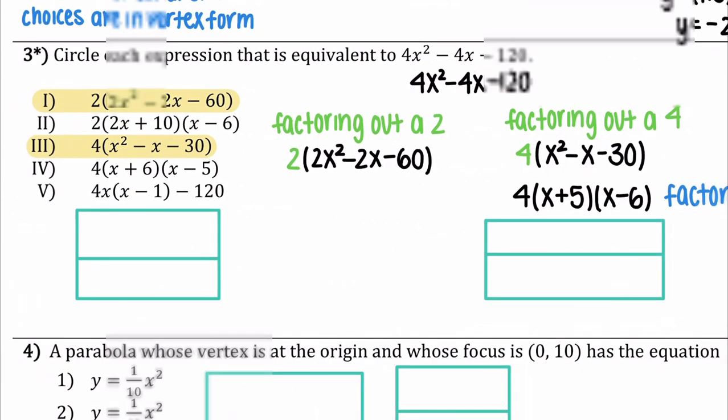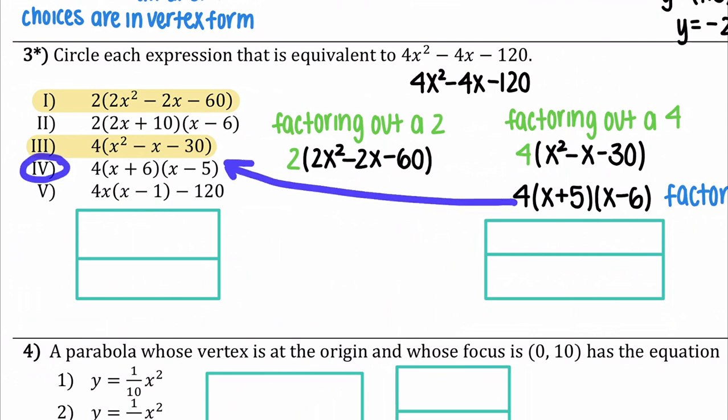So if we look at what we have here, comparing it to answer choice number 4, notice very carefully, the signs are not correct. The signs are not correct. So therefore, number 4, bad.